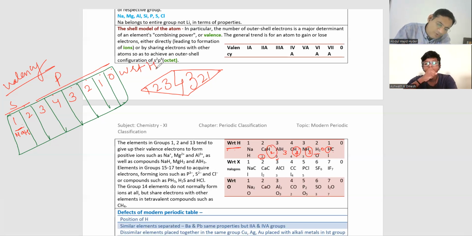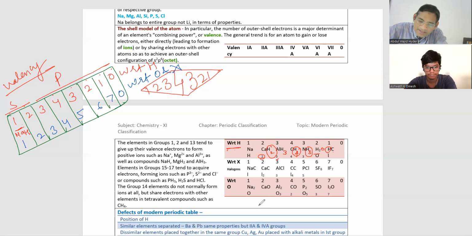Now see, with respect to oxygen and halogen: 1, 2, 3, 4, 5, 6, 7, 0. This table, etc., you won't get in the books. But whatever theory is written in the books, I have converted into graphs, or sometimes into diagrams too. Whatever I have written, I want to write my own chemistry books. So many things are there which are not in the books, but I took questions from all these different exams and different books and wrote them here.